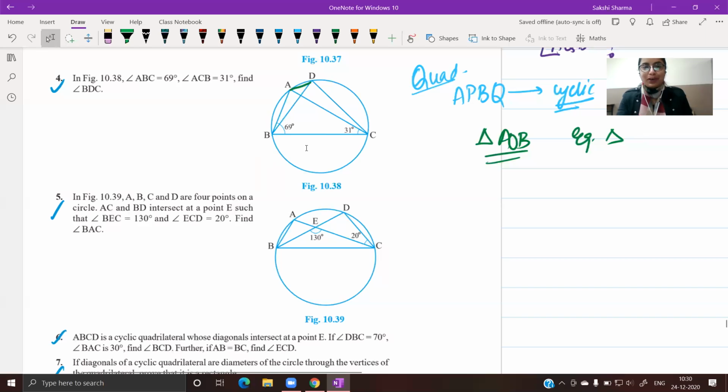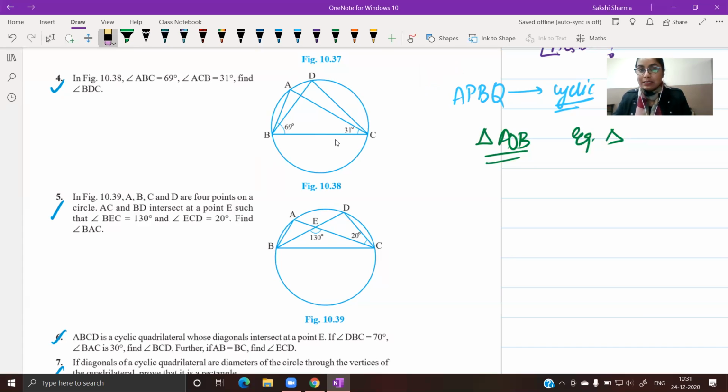Question number 4, you have been given the figure for this one as well, figure 10.38. As you can see, there are 4 points on the circumference. I had joined these actually, which is not required. So let's just observe and see what's given to us. 4 points on the circumference and there are these 2 angles given to us. Please observe the angles carefully, which angles are given.